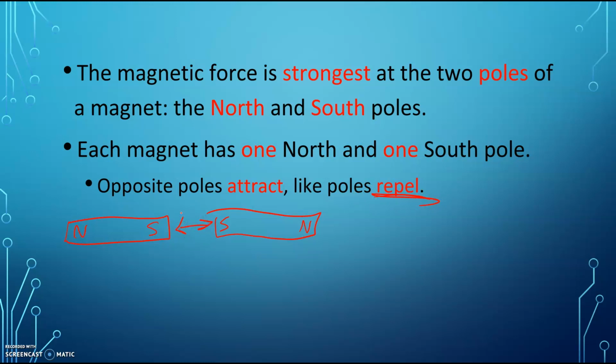That's why sometimes when you have two magnets, you're trying to push them together, but even though they're not touching, you can feel them pushing away from each other, right? They don't want to go close together. It's because you have the two south ends or the two north ends lining up together, right?